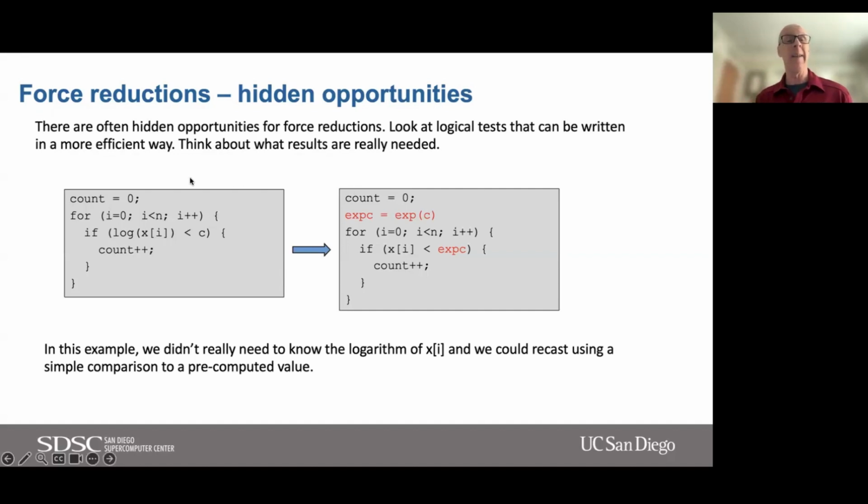But here, we could see on the left, we're doing a comparison of the log of x of I against a constant. We really don't need the logarithm of x sub I. We're just doing this comparison. Instead, we could have pre-calculated e to the c, saved that as a constant, and used that in the comparison.